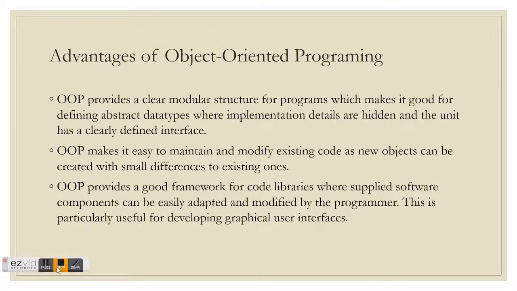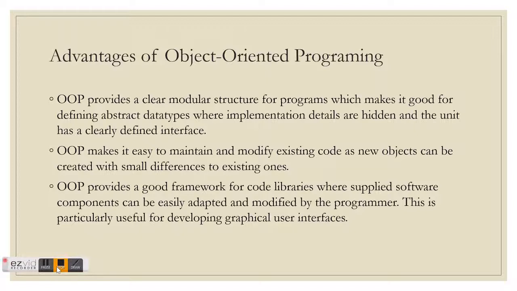So, advantages of object-oriented programming. Object-oriented programming has very specific advantages, and after the 80s there was a lot of encouragement for this field. So OOP provides a clear modular structure for programs, which makes it good for defining abstract data types where implementation details are hidden and the unit has a clearly defined interface.